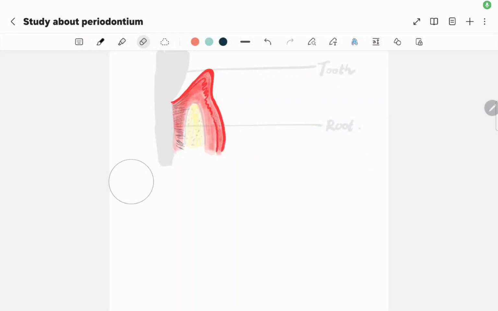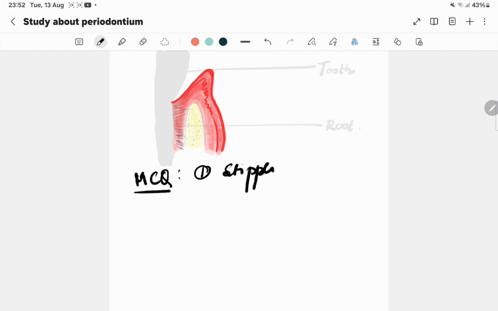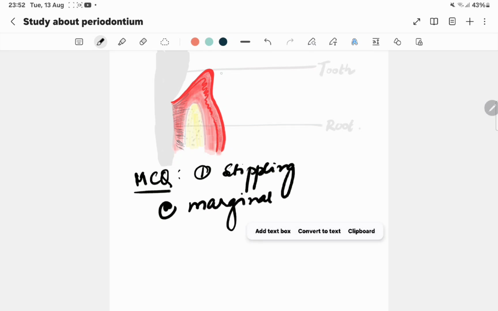Today we are going to do multiple choice questions. Okay, so the first question is where is stippling seen? So the options are marginal gingiva. So this is the marginal gingiva. The second option is your attached gingiva.